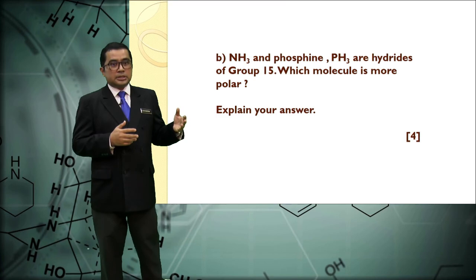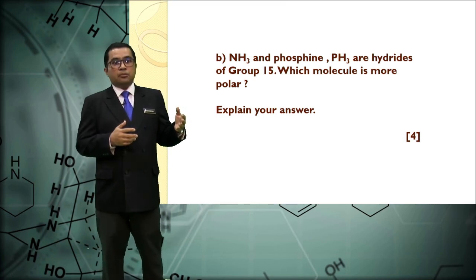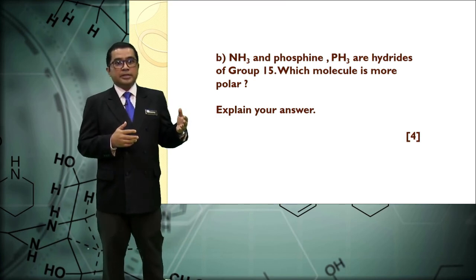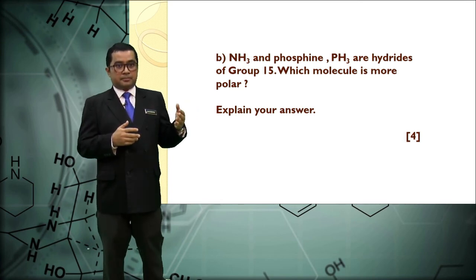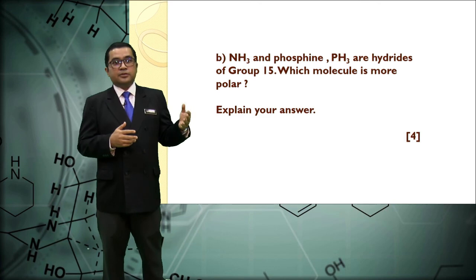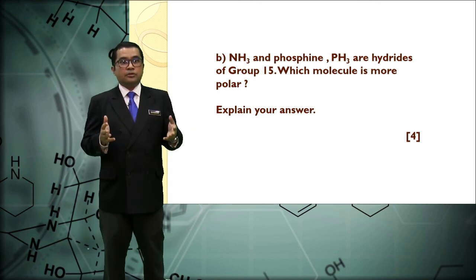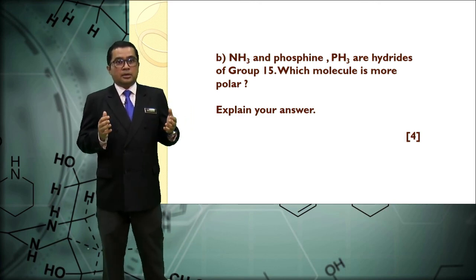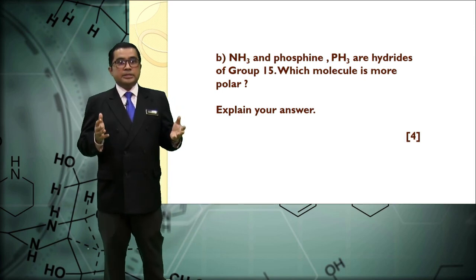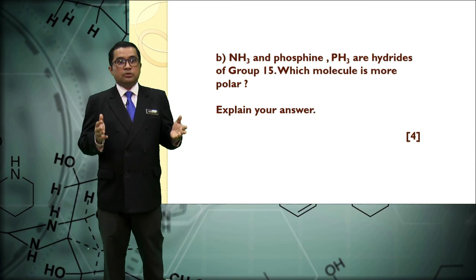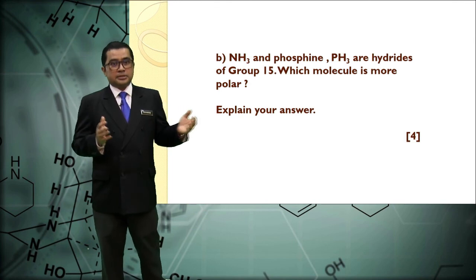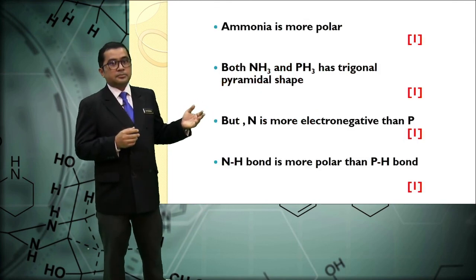For the next question, part B: ammonia NH3 and phosphine PH3 are hydrides of group 15. The question is, which molecule is more polar? Explain your answer. Next, we look at the answer.